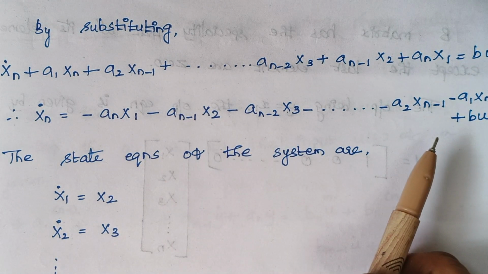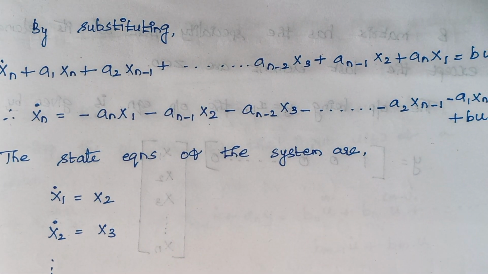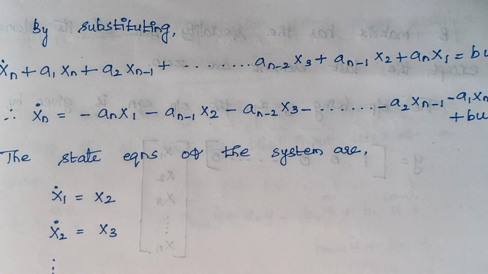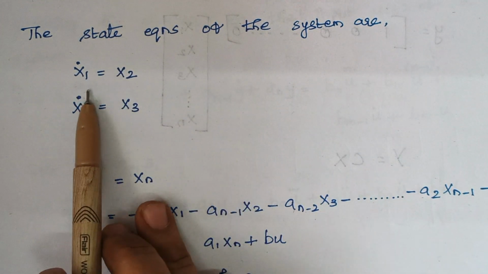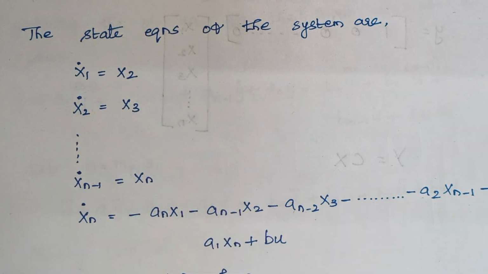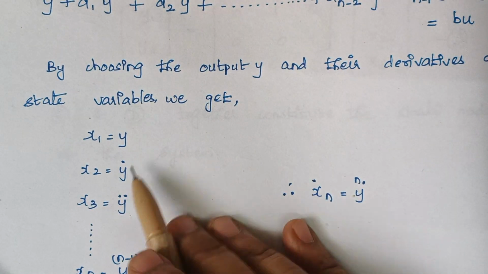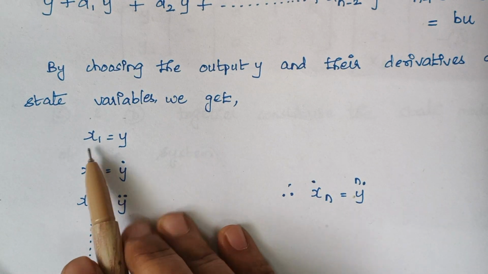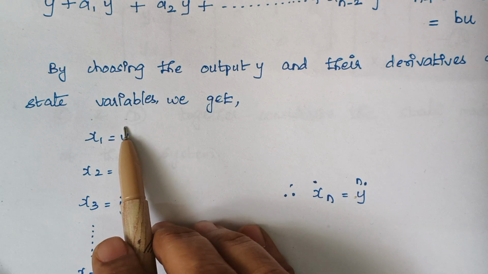Now we are writing it in the form of state equations, right? So when you write it as state equations, the state equations are x1 dot is equal to x2. So look at this expression, right? That is x1 dot. When you differentiate x1, what happens here? It becomes y dot, right?